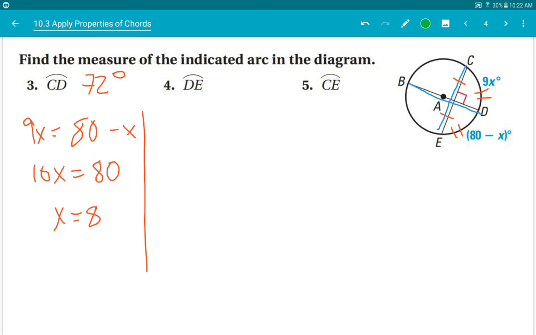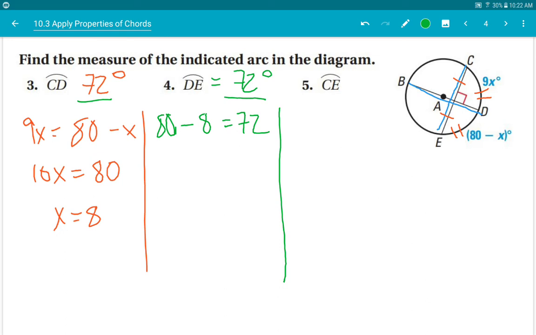Arc DE. Okay. So arc DE. Now we kind of did the bulk of the work here. We know x is 8, so 80 minus x, 80 minus 8, is going to be equal to 72. Now, if you got the answer right away without having to really think about it, that's because you know the property that arc CD is already congruent to arc DE. So whatever this measurement was, this measurement should be the same thing, right? Because we know that they're congruent.